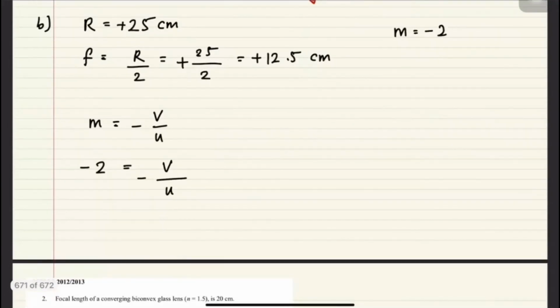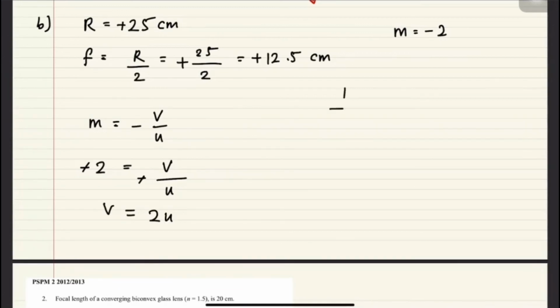Katakanlah kamu tahu yang image itu adalah virtual. Contoh image virtual. And then you want to find the V tu. Kamu jangan letak nilai negatif tu dalam V, sebab kamu tak substitute V ni. So jangan letak, nanti kamu redundant jadi positif V nanti. Harap ni faham saya cakap apa ni. So V ni sama dengan 2U. Kita nak tinggalkan dalam U sebab nak cari U kan.